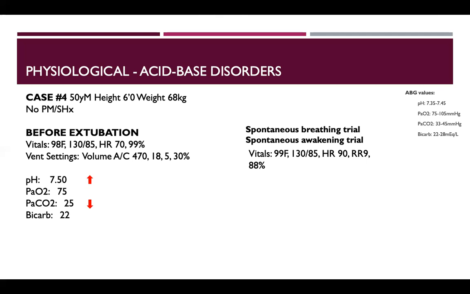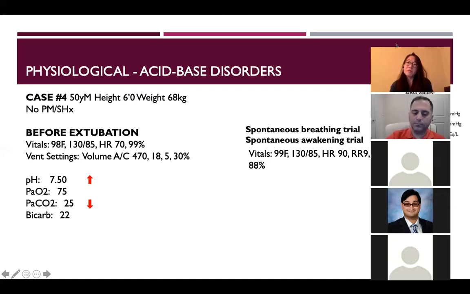Vitals are, the temperature is still afebrile, but now after you take away the extra support that you've been giving him, his heart rate jumps to 90, his respiratory rate drops to 9, and he's now sating at 88. What would you guys do? Would you go back and go full vent settings, or would you wait and see what the patient does?